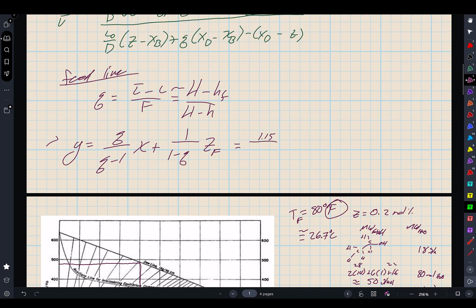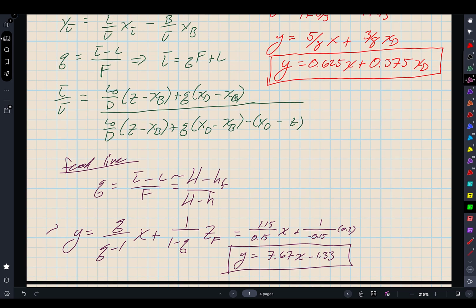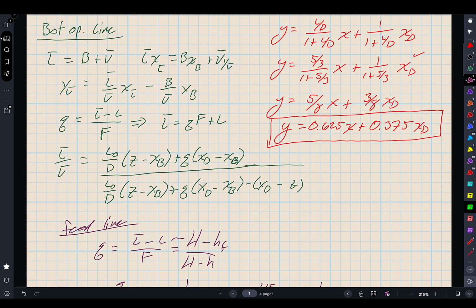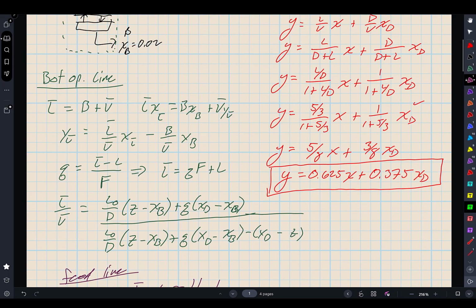1.15 divided by 1.15 minus 1 is going to just get us 0.15 times our x plus 1 over, this is going to be a negative 0.15 times our zF, which is equal to 0.2. And this gives us our feed line. Once we have our feed line, we can then plot that as well, and at this point we can plot two of the three operating lines, and we can connect the bottom operating line to the optimum location, which I'll show in a bit.